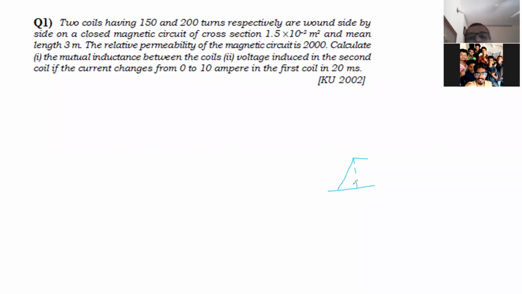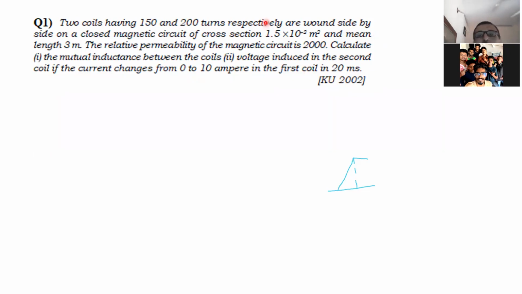What is di by dt then, Harinandan? Sir, di by dt is 10 minus 0 divided by 20 into 10 raised to minus 3. You should be very careful about the units. Okay, so how will you do this problem?